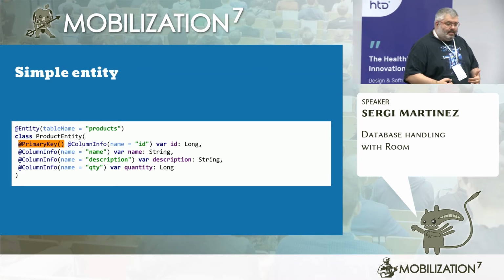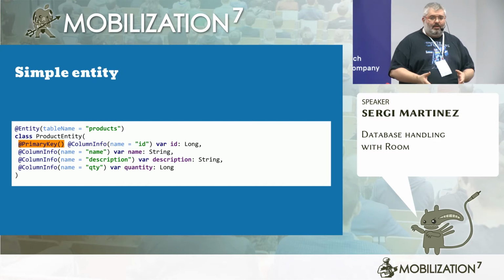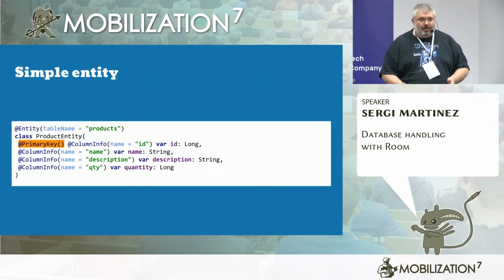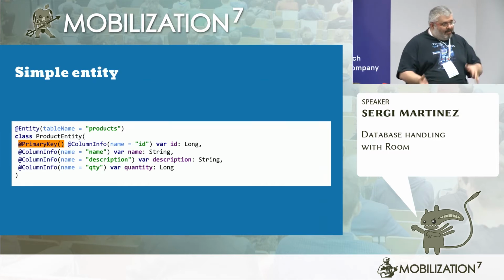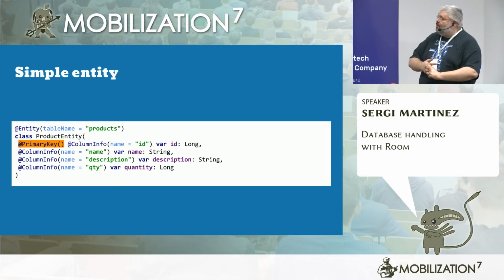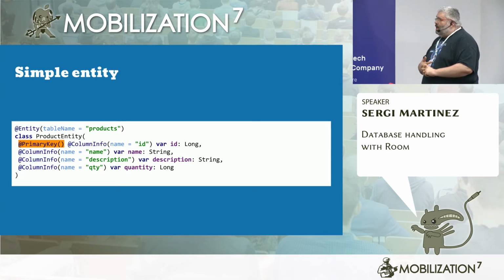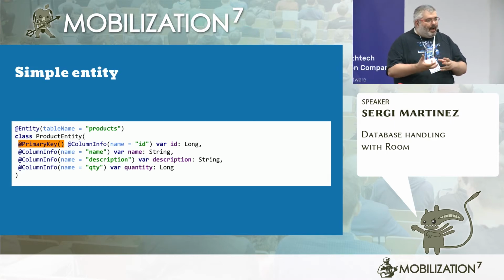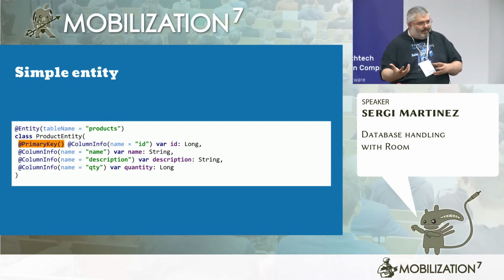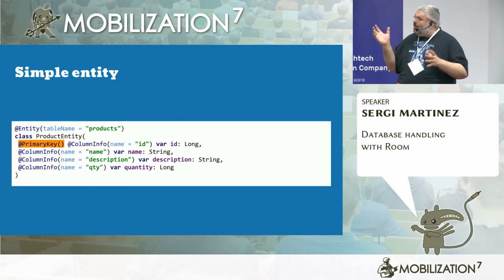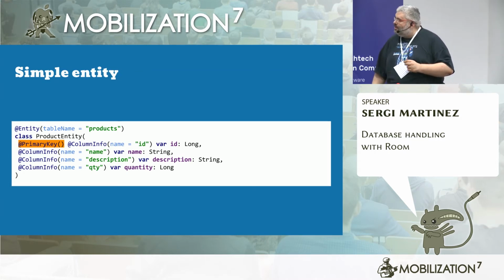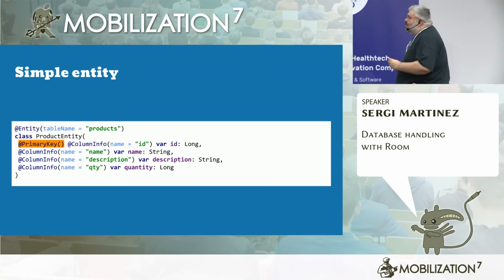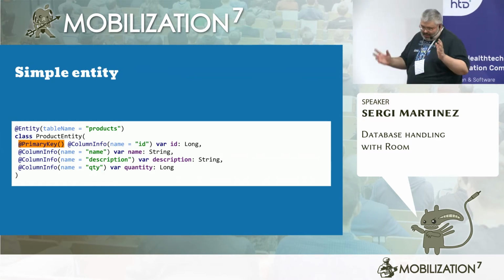But my advice is always put the name in the annotation for several reasons, because maybe you refactor later on and you don't remember. And if you use code obfuscation, once it's compiled, this field name won't be name, it will be something else. So it's always a good idea to write the name of the field in the column info annotation.